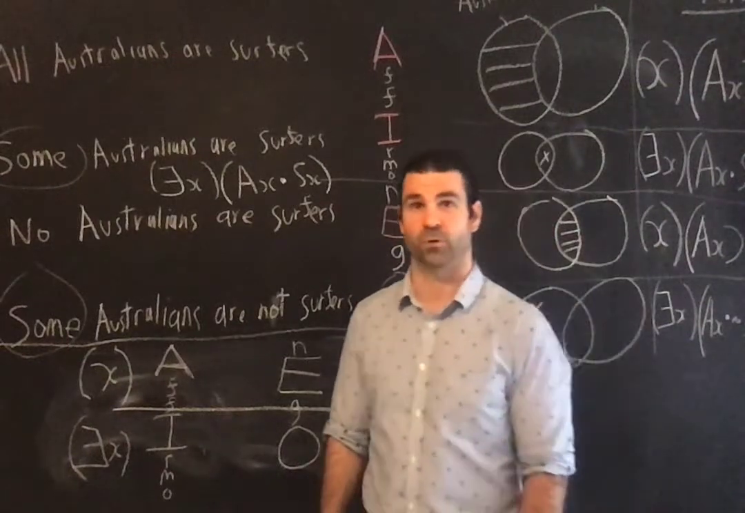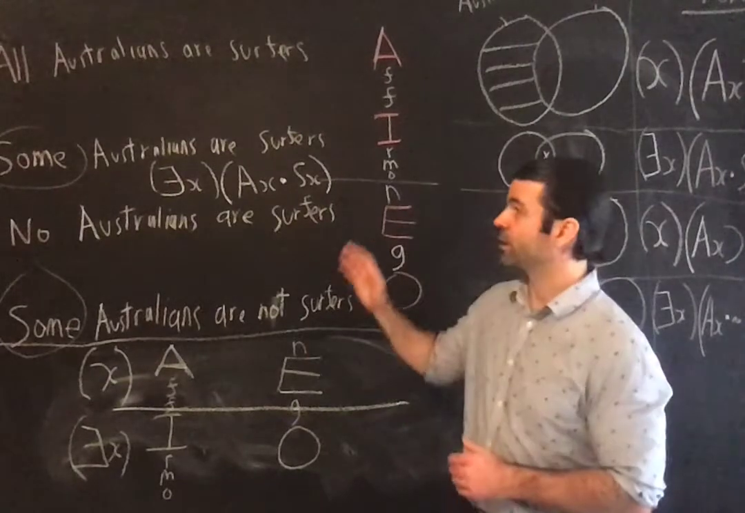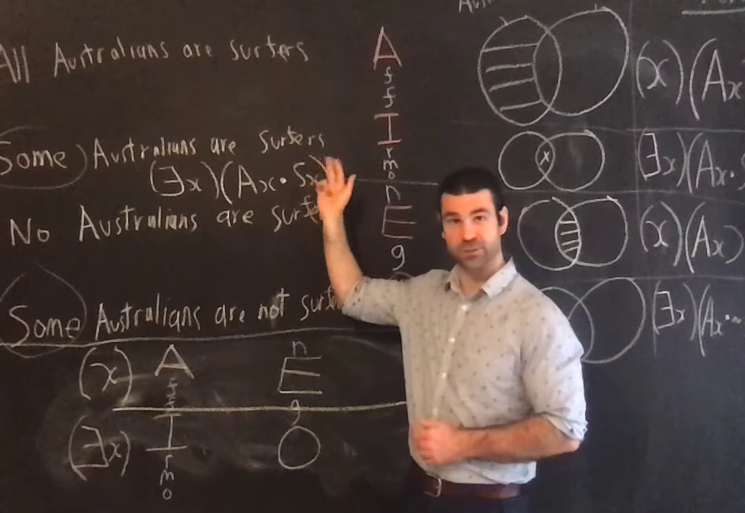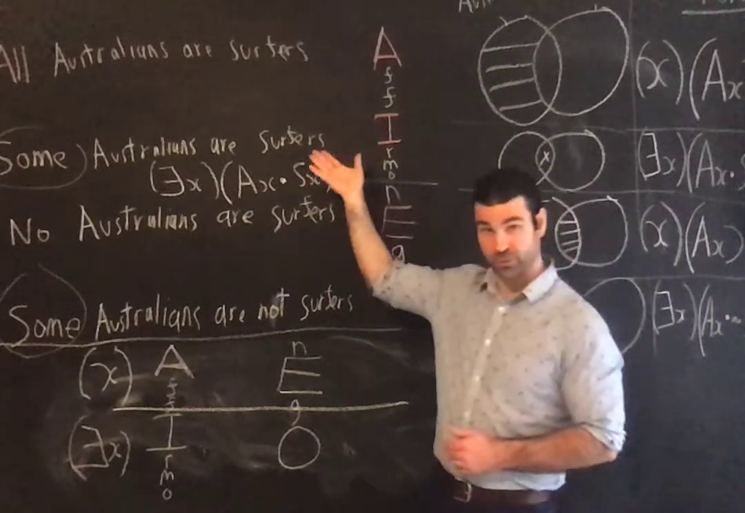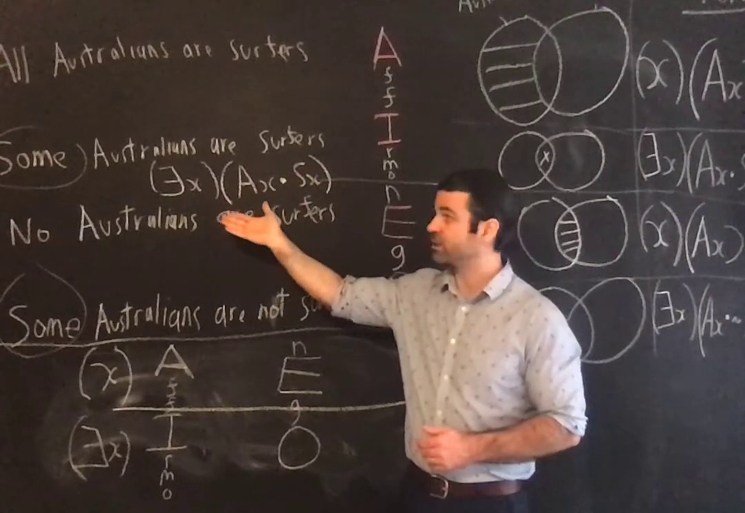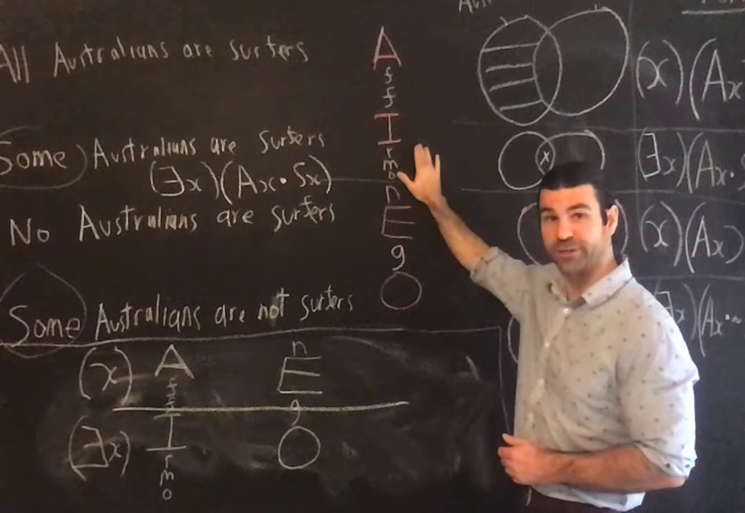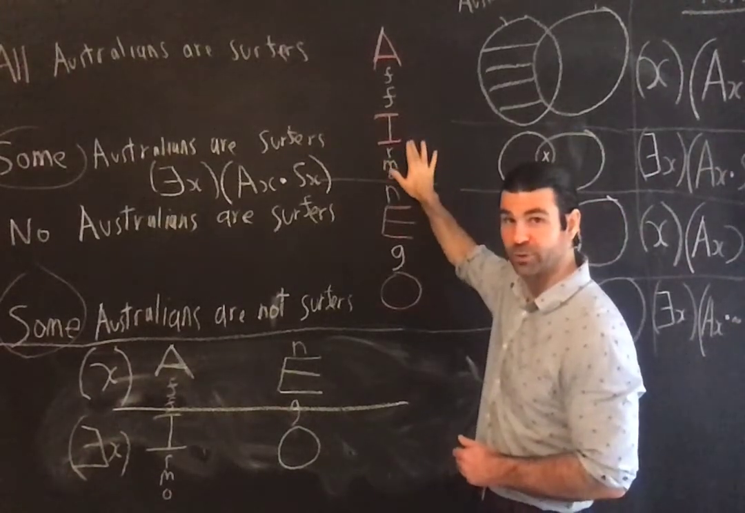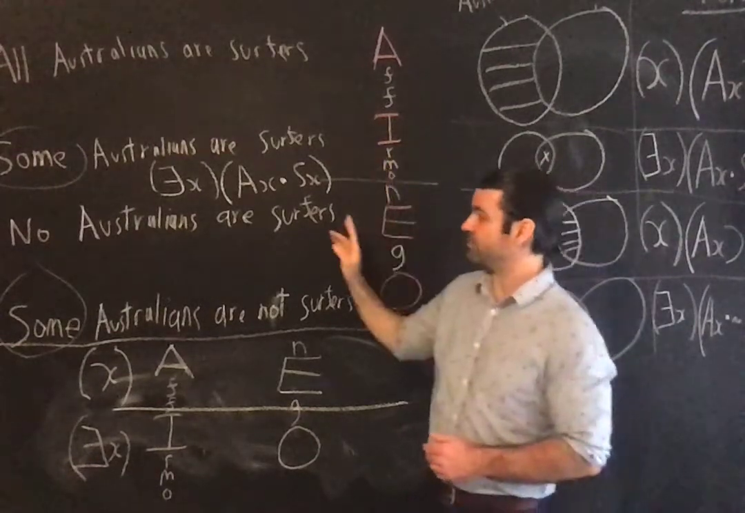Unit 12, Part 4. So we've got our 4 types of categorical proposition. Universal inclusion, example, all Australians are surfers. That's the A from the word affirmo. Universal inclusion. Particular inclusion, example, some Australians are surfers. Call that the I, particular inclusion. It's inclusion, so it's from the word affirmo. It's particular, so it's the second letter.